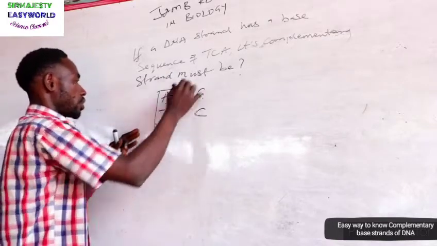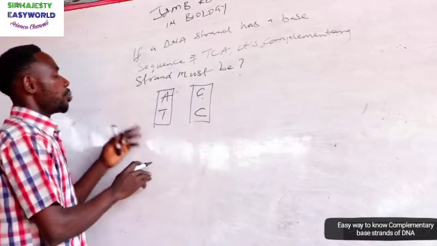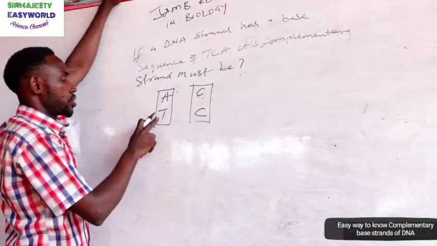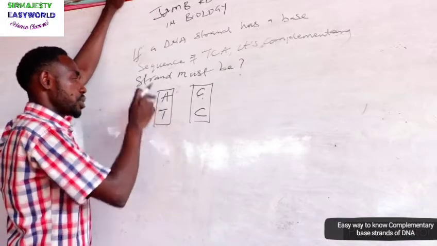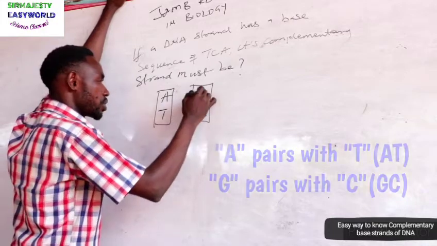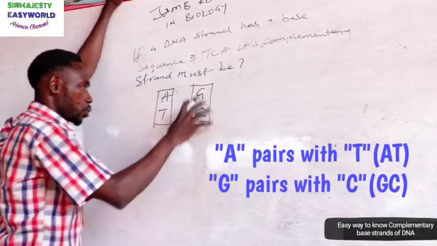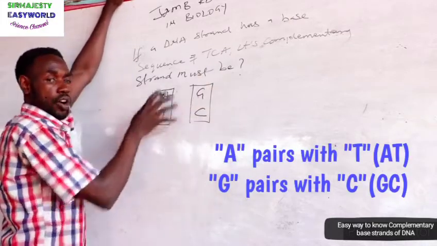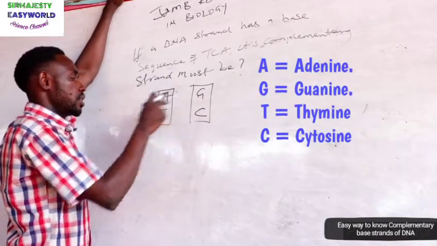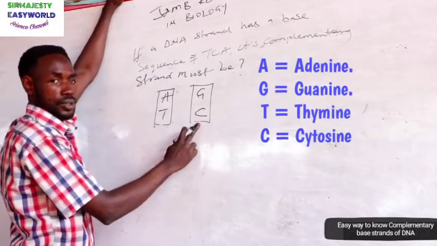You now cut it this way. For complementary base pairing, anywhere you see A, put T. Anywhere you see T, put A. Anywhere you see G, put C. Anywhere you see C, put G. These two pair, and they are complementary to one another. A means adenine, G means guanine, T means thymine, C means cytosine.